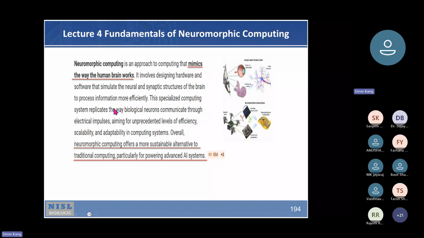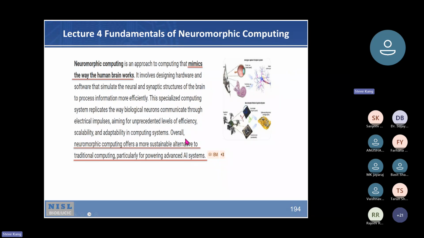It's a specialized computing system that replicates the way biological neurons communicate through electrical impulses. It's called action potential or spikes, aiming for high levels of efficiency, scalability, and adaptability in computing systems. Neuromorphic computing offers a more sustainable alternative to traditional computing, such as von Neumann, particularly for powering advanced AI systems.